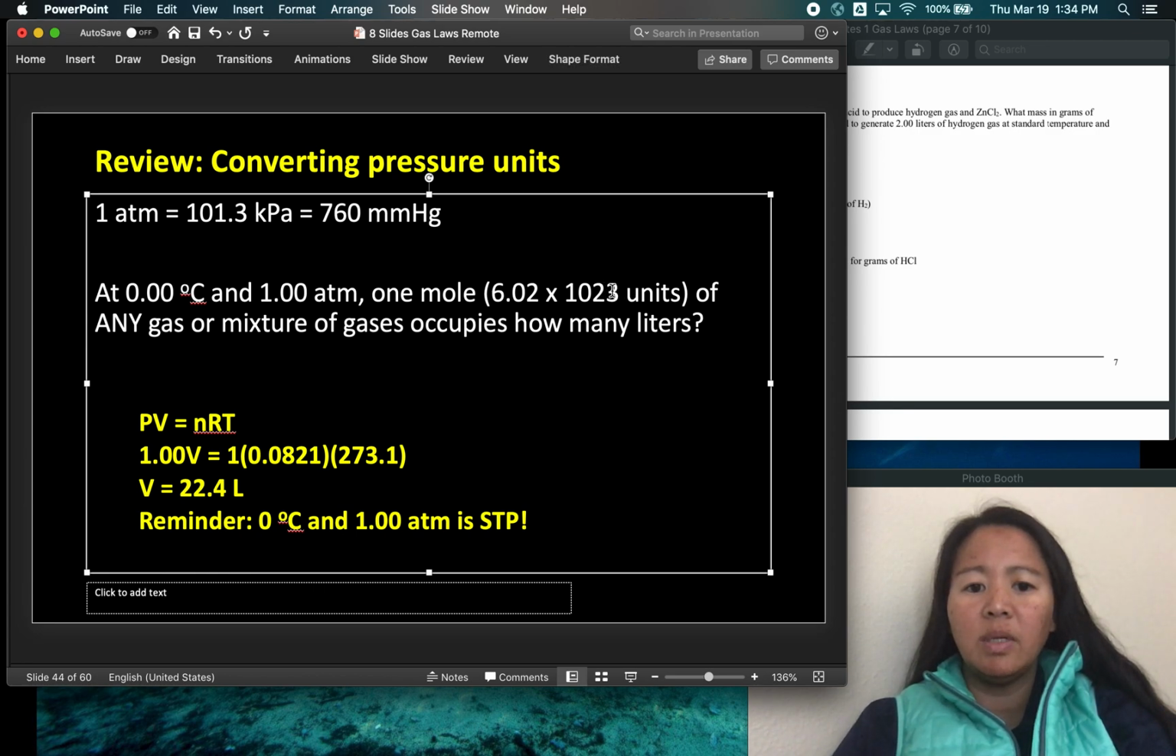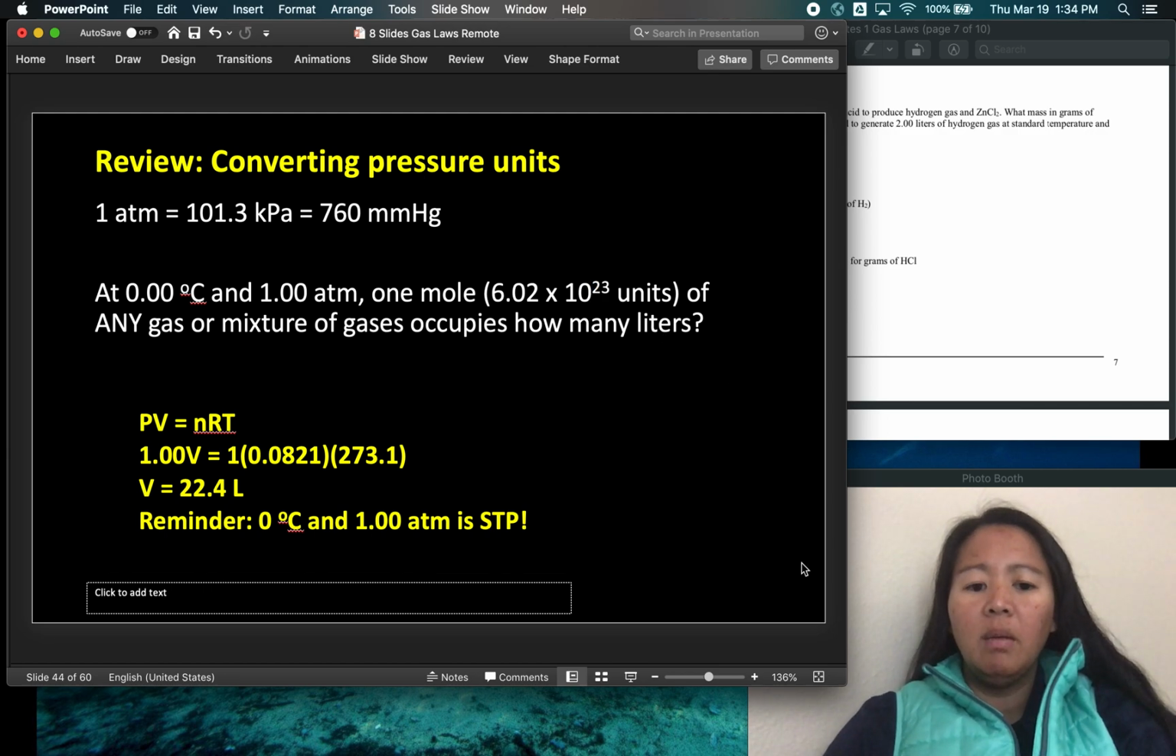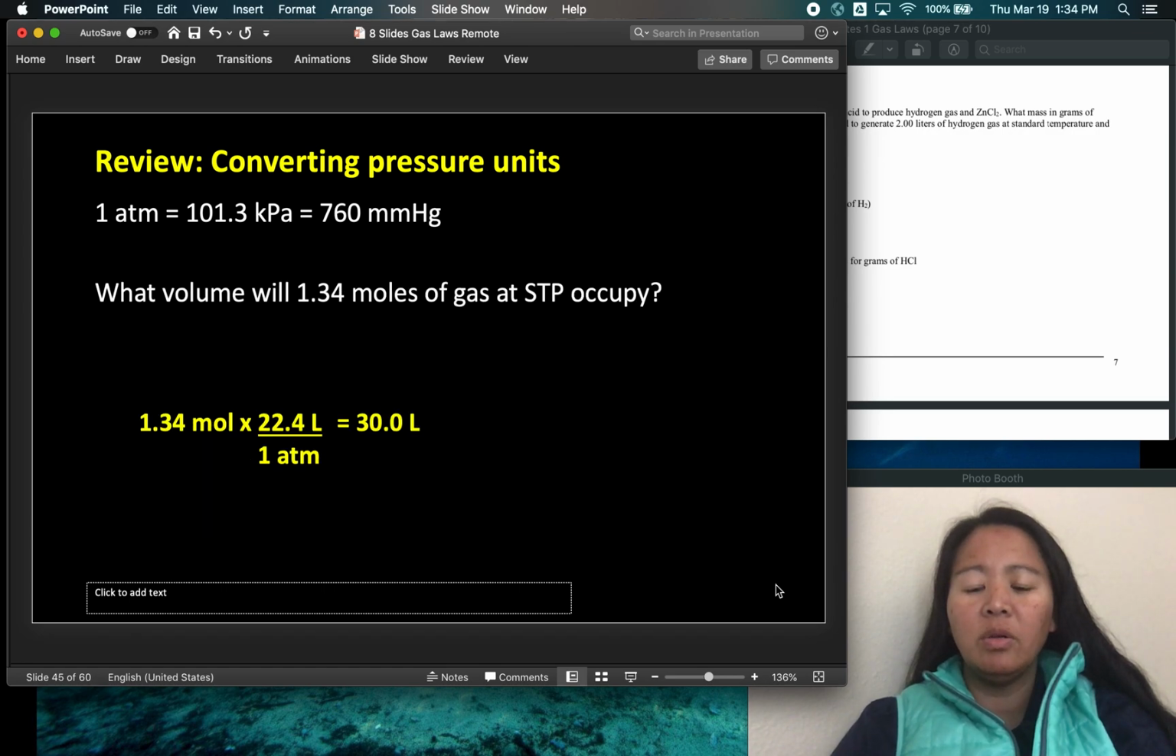Oh, this should be a superscript here. Is it worth me fixing this right now? Let's do it. Because it's at STP and it's 1 mole, the volume is going to be 22.4 liters. Next, the wood volume is 30 liters.